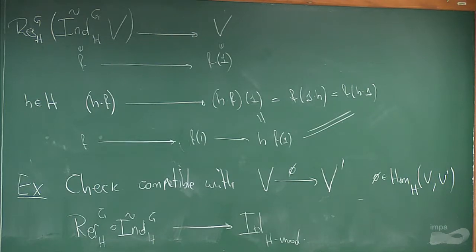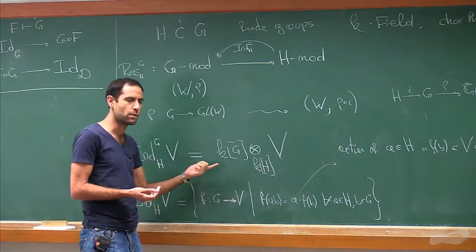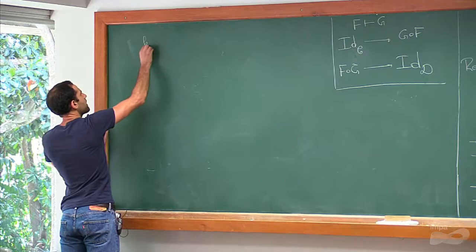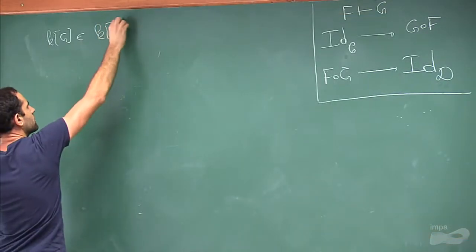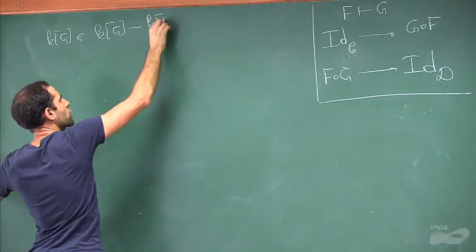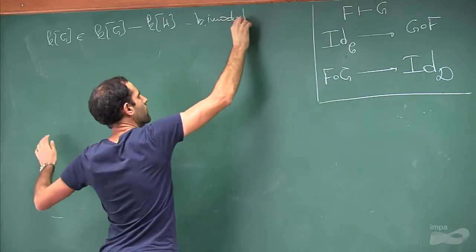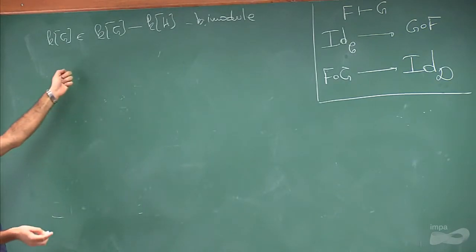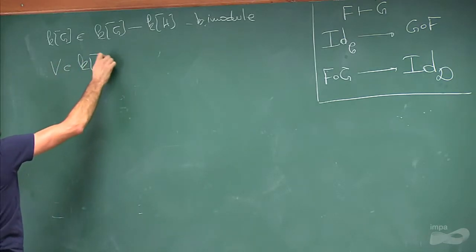This other functor looks different, but it's pretty much the same. Let's see what property it has. How is that a vector space? It's clear. Remember that K of G is a K of G, K of H bimodule, meaning that K of G acts by multiplication on the left and K of H acts by multiplication on the right, and V is a K of H module on the left.